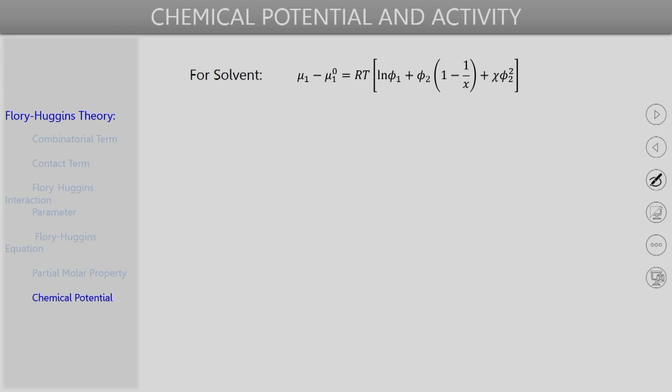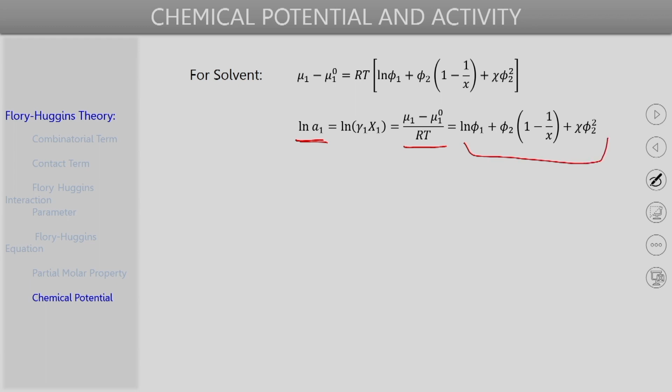We know that this chemical potential difference is related to the activity. So, ln A1 is just given by mu 1 minus mu 1 naught by RT. So, the ln of the activity of the solvent will be given by this expression here. Now, the activity of any component A1 can also be represented as a product of its mole fraction x1 and what is called the activity coefficient gamma 1.